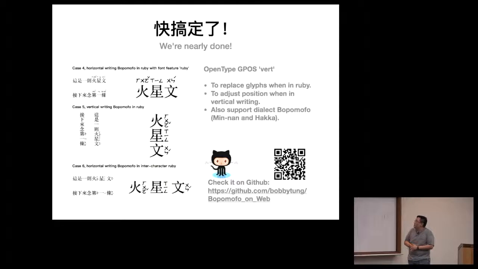In horizontal writing, you can put the Bopomofo above the hand characters and use the OpenType feature ruby to replace the glyph, let it fit the Ministry of Education's rule for Bopomofo. And in vertical writing, it can just put the tone mark aside the Bopomofo characters. And it's very good. And it also supports dialect Bopomofo, Minnan and Hakka, the Chinese dialects. They have their own Bopomofo characters for spelling. We published the test case on GitHub. If you're interested in that, you can check it on GitHub.